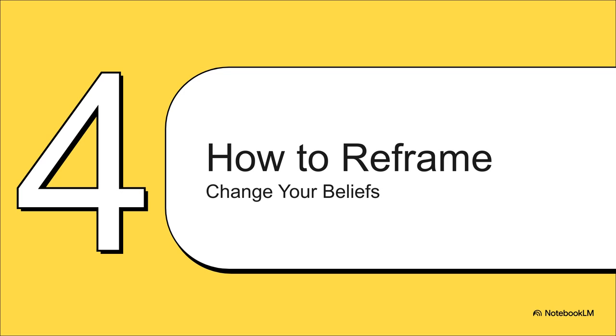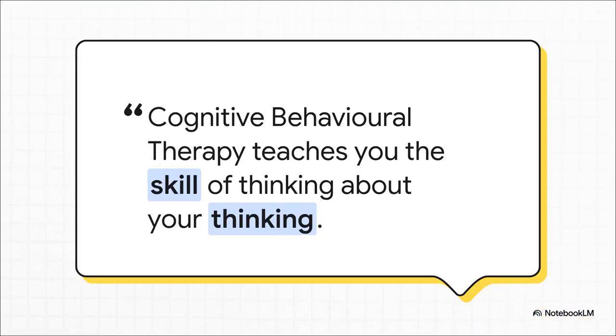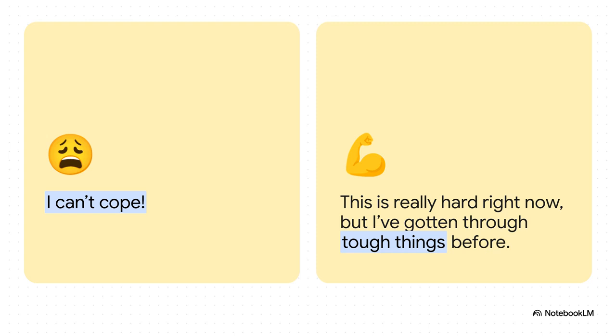Okay, so if the problem really starts at B, then the solution has to be there too. This is the absolute heart of CBT. It's called reframing. It's all about consciously challenging and editing that automatic belief to create a much better consequence. And I love this quote because it really nails it. It's not about controlling your thoughts, but about developing the skill of thinking about your thinking. It's like becoming the editor of your own mind. How cool is that?